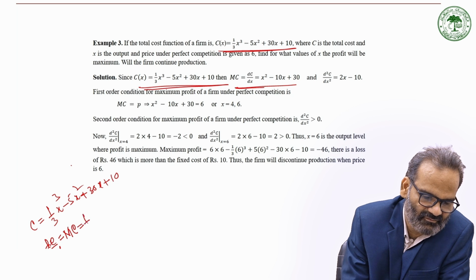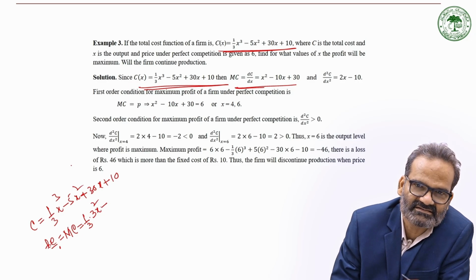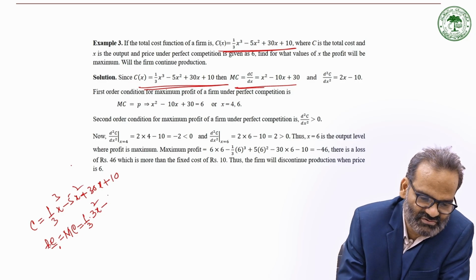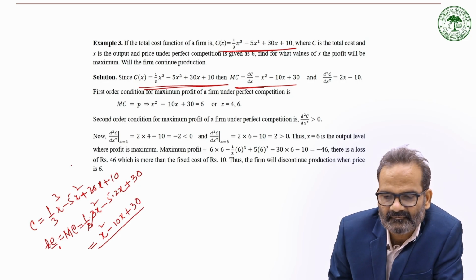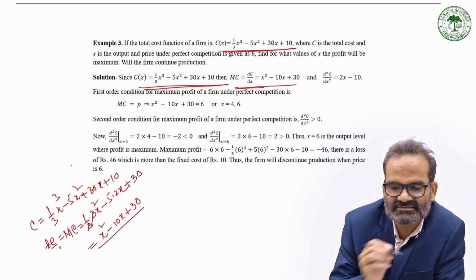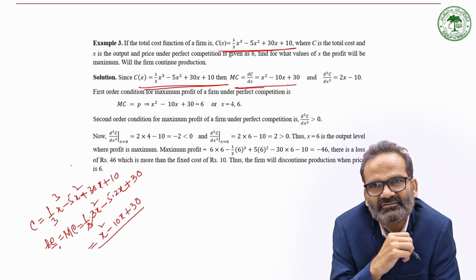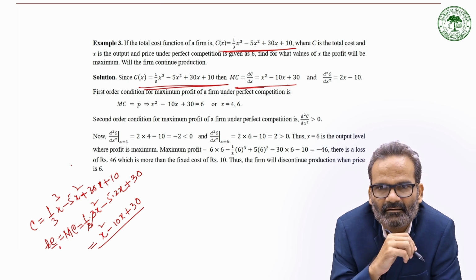It will represent your marginal cost. And this is what? 1 upon 3. The derivative of x cube is 3x square, minus 5 will remain as it is. And the derivative of x square is 2x, so 5 into 2, that is this, and the derivative of 30x is 30. So what you will get, this will cancel out: x square minus 10x plus 30. This is its derivative, right? And this derivative simply denotes the marginal cost.